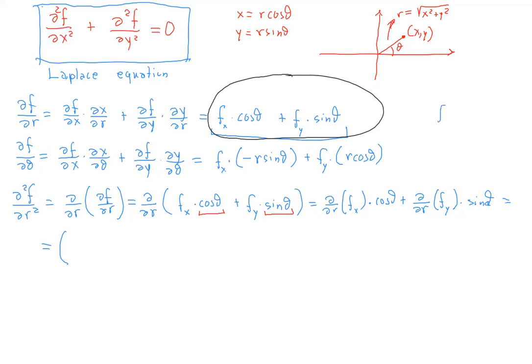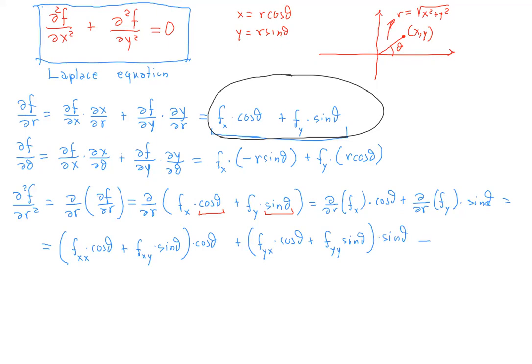So if I replace f by f sub x, think about it. For example, I will get f sub xx times cosine theta. And then I will get f sub xy times sine theta. And the whole thing is multiplied by cosine theta. Okay, this is precisely the point where you should pause and think about how we replaced f by f sub x and obtained these second order partial derivatives. And then similarly, for the partial derivative of f sub y, we will have f sub yx times cosine theta plus f sub yy times sine theta, and the whole thing is multiplied by sine theta.